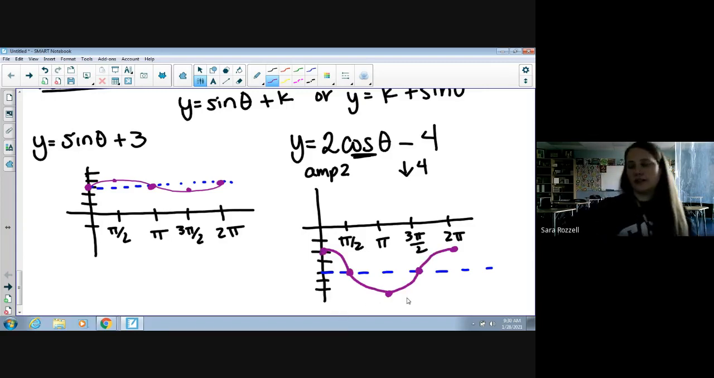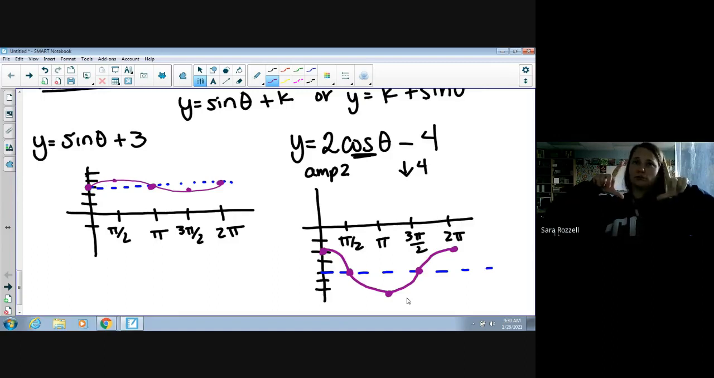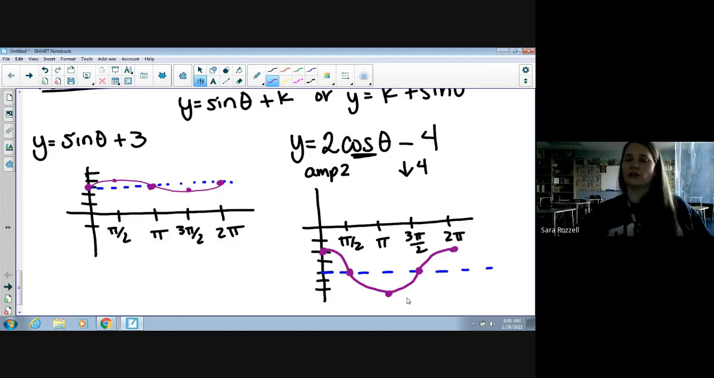And then you always want to double check. Is this a cosine shape? Does it start and end at 2 pi? Is the amplitude 2? And is it shifted 4 units down? Yep, then you are good to go.